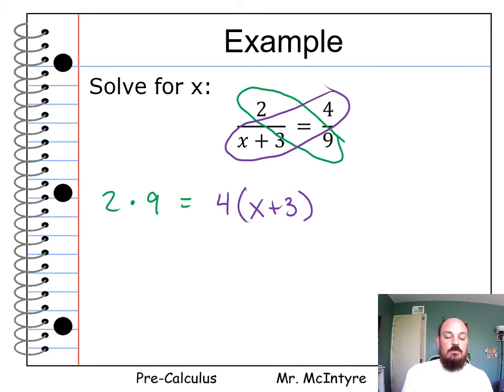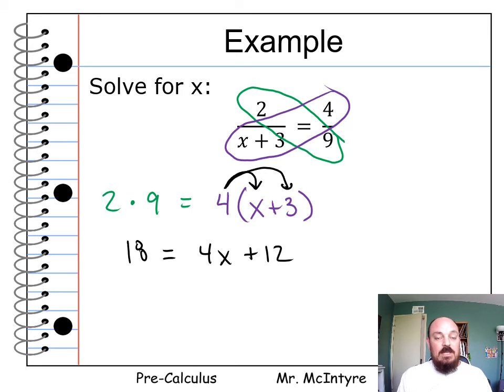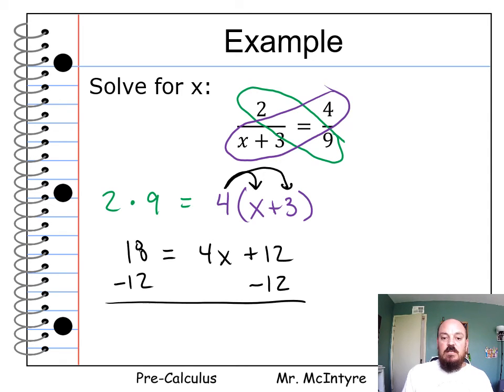So when I go to solve, 2 times 9 is 18. That's the easy part. Just remember here, when you're multiplying 4 times x plus 3, you have to do 4 times x, which is 4x, and 4 times 3, which is 12. So I get 4x plus 12. And now instead of one step to finish the question, there's two. If I want to solve for that x, the first thing I would do is get rid of the 12. So I'm going to subtract 12 from both sides of the equation and cancel that out. 18 minus 12 is 6. And we get just 4x.